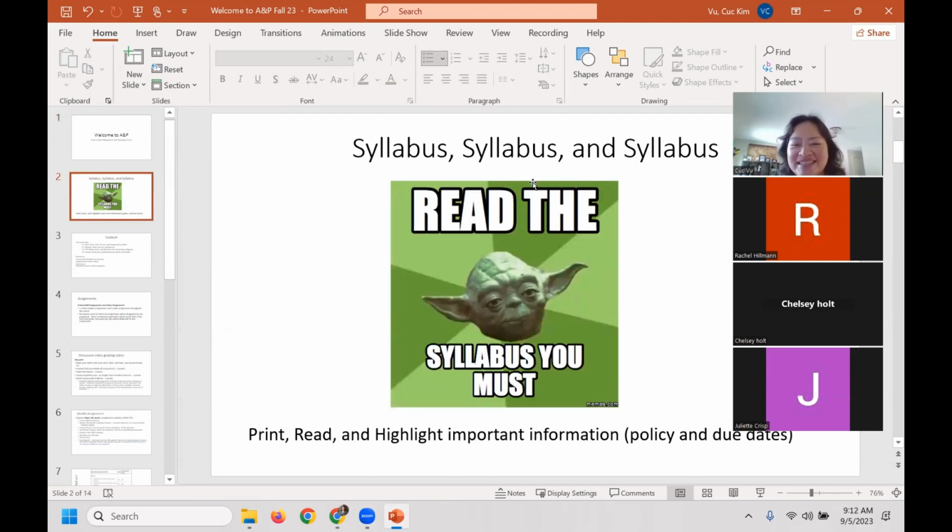The first thing you need to do is read the syllabus. Make sure you print, read, and highlight the important information. The majority of the questions you have about this class are in the syllabus. The policies, due dates, everything is in the syllabus. If you can't find it in the syllabus, it's a great idea to either text me or email me, communicate with me in any way you're most comfortable with any questions you have. But I'm going to always tell you, check the syllabus first, okay?